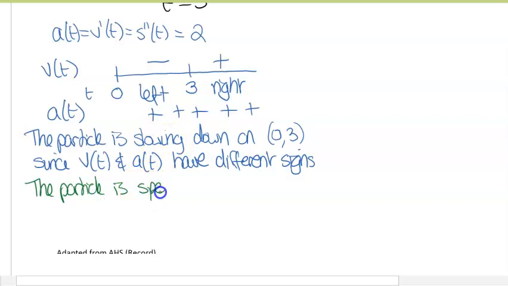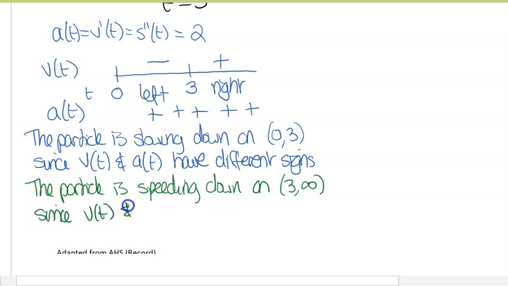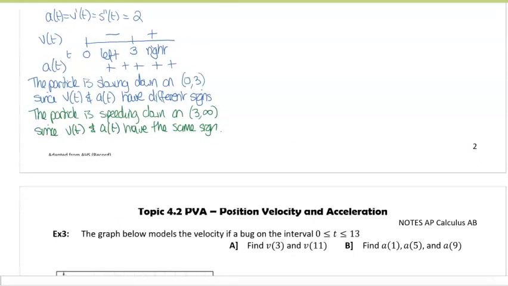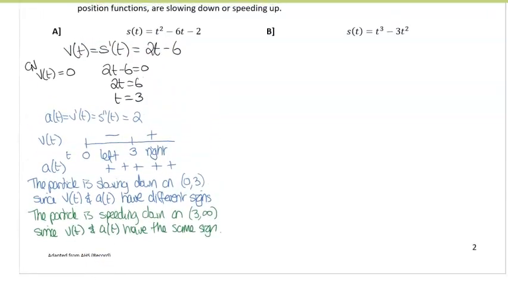The particle is speeding up. This is the difference. So what's it doing? It's speeding up on 3 to infinity, we have to assume, because we have no other critical values to look at. So forever, if you like, since v of t and a of t have the same sign. Both are positive. Now, it's not because they're both positive, it's because they're the same sign. Either both positive or both negative will make this work.